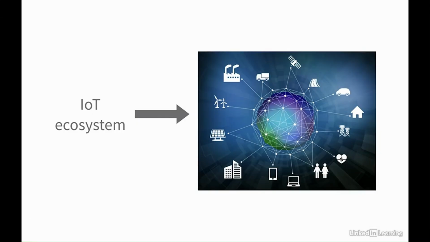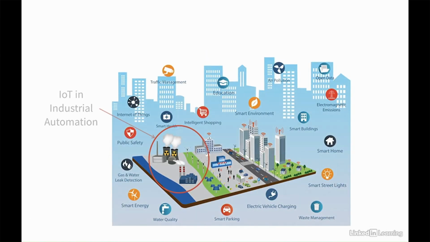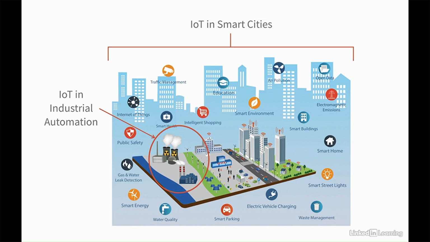I will cover two examples. First, we will take a look at an IoT in industrial automation ecosystem, a specific area, and next, how IoT systems work in community in smart cities.